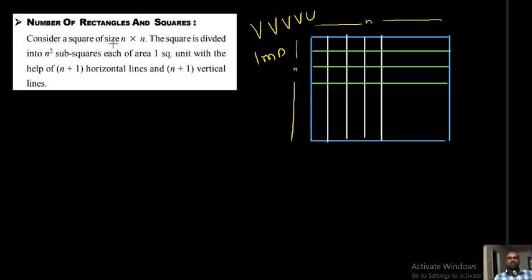So consider a square of size n by n. The square is divided into n square subsquares, each of area 1 square unit, with the help of n plus 1 horizontal lines and n plus 1 vertical lines. I hope you people understood. Now we want to count the number of rectangles and the number of squares. Number of rectangles I want. So every square is treated as a rectangle.